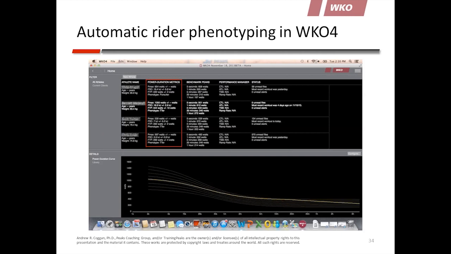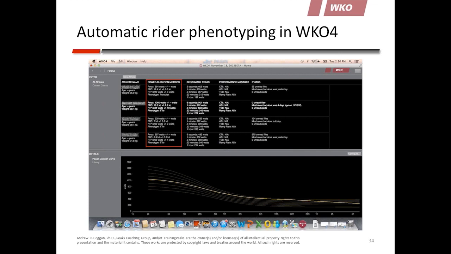So within WKO4, in the power duration metrics, it gives you your phenotype as a rider. Now, this person, their power duration curve at the present time makes them a pursuiter, as we would say, a "pursuiter" with quotation marks around it. It doesn't necessarily mean they'll be a great pursuiter. For example, if you have somebody with a pursuiter's profile, but they weigh all of 100 pounds, they're probably not going to make a great pursuiter because they're just not big enough and powerful enough to go all that fast.